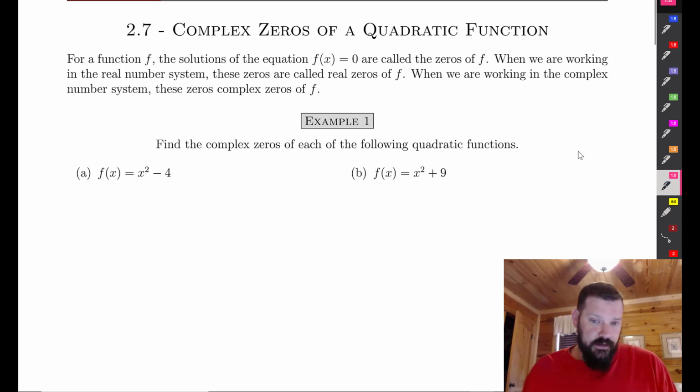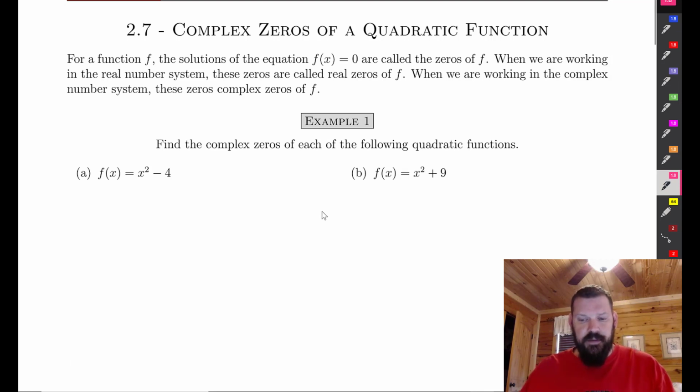Right now, we are looking at complex zeros of a quadratic. We have talked about the real number system pretty much exclusively in this class. When we talk about the zeros of a quadratic, remember that is where the graph crosses the x-axis. A quadratic function will have 0 real zeros, which means it never crosses the x-axis. It'll have 1 real zero, which means that the vertex touches the x-axis. Or it can have 2, which means both arms of the quadratic graph cross through the x-axis. We'll look at these first two examples and discuss that a little bit.